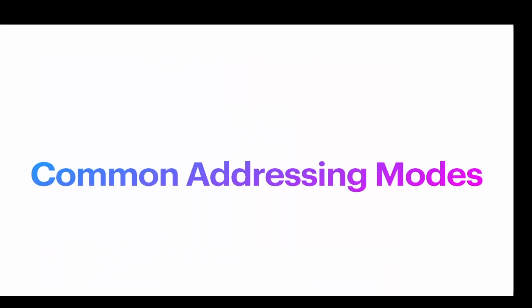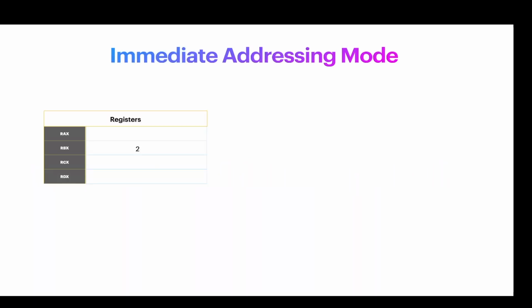Let's look into some of the common addressing modes available in x86. So this is an immediate addressing mode. Let's see how the operands are available for the instruction. Let's assume these are the contents of the registers. So we have RAX, RBX, RCX, and RDX. And these registers are 8 bytes wide. We are talking about a 64-bit operating system, so each register is 8 bytes wide. Let's assume RBX has the value 2.